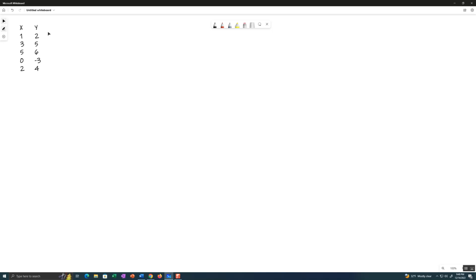And the first thing I'm going to do to find the correlation is make an XY column. Next to my XY, I'm going to have an X squared column. I'm going to square the values of X in my X squared column. And I'm going to have a Y squared column, square those values of Y. My writing's not great, so bear with me on that. I'll try to write as neat as I can.